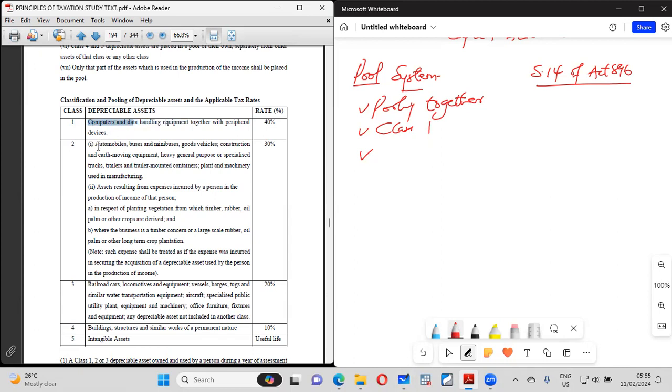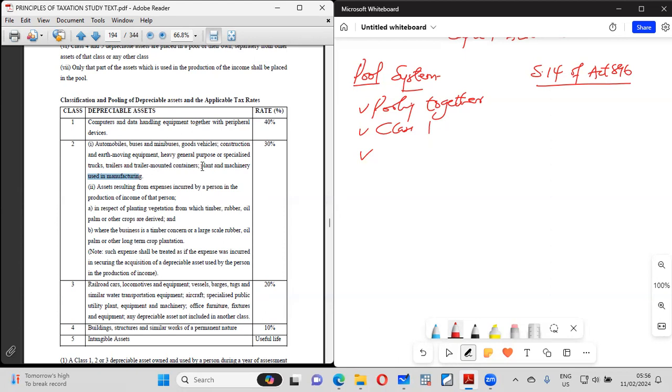All right. Computer and data handling equipment together with their peripherals. And the rate is 40%. Then we have automobiles, like your normal cars, the cars that you use, buses, minibuses, goods vehicles, construction and earth moving machinery, and plant and machinery used in production. This is it. We also have specialized trailers and trailer mounted containers. All these are in class 2.